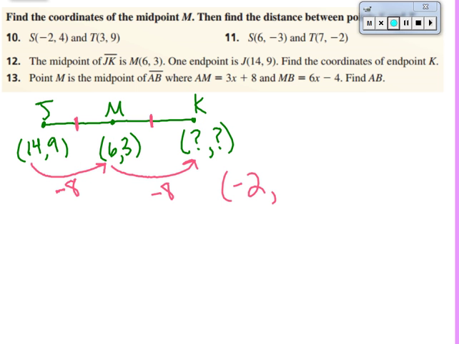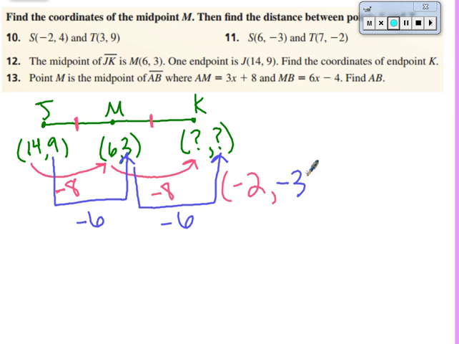Now you do the same for the y's. You look at the y values, it went from 9 to 3. Going down from 9 to 3, it went down 6 units. 9 minus 6 is 3. So I'm going to go down the same amount to figure out this y. So go down 6 more from the midpoint. So 3 minus 6 gives me negative 3. There's your answer. Negative 2, negative 3 would be the points for K.